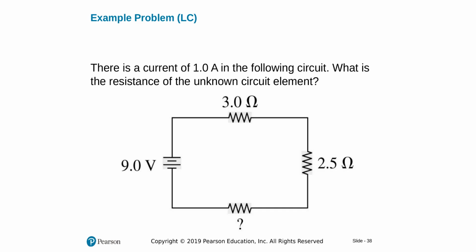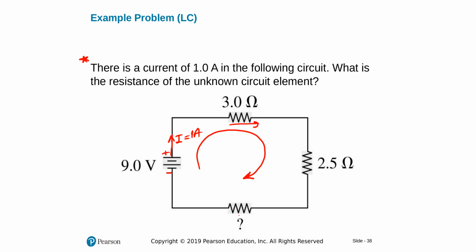This question is a similar one. I'll leave this up to you. We'll look at it again in an LC session. I'm going to pick a loop here. Sorry, there's a current of 1 ampere in the following circuit. Current is given, and we're asked to find the resistance. So current is 1 ampere. It will be in this direction, obviously plus to minus.